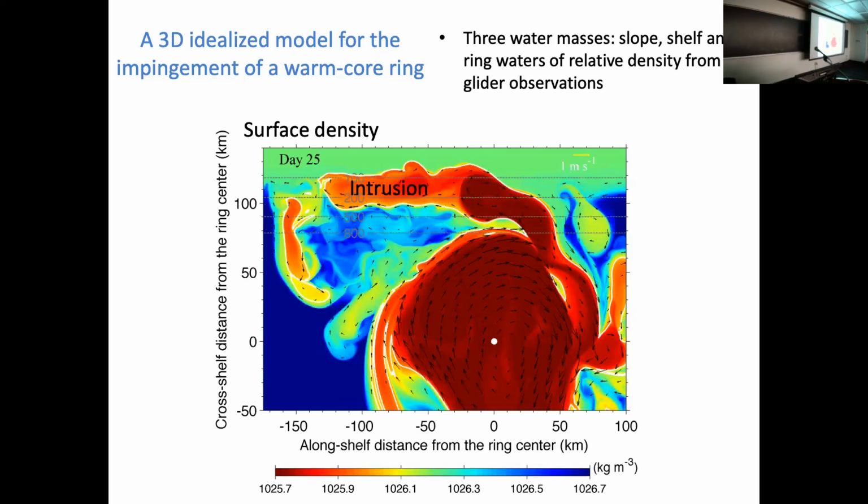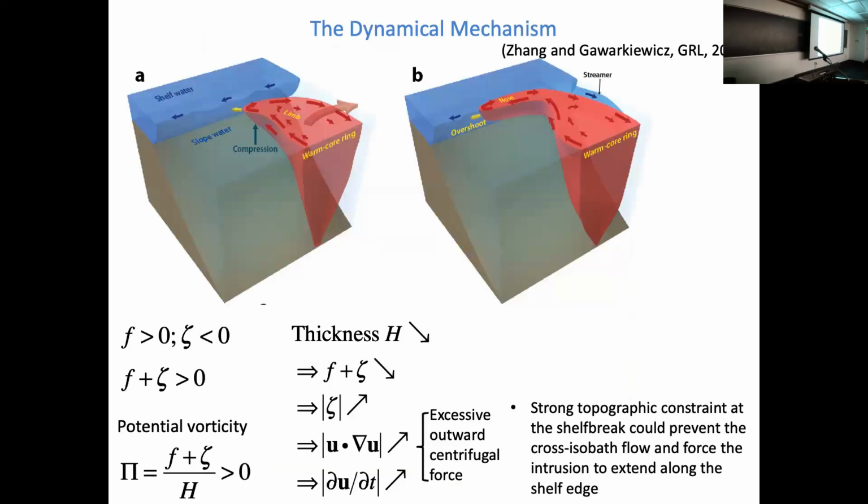We can look into the dynamics. And for the sake of time, I'm not getting into that, but just to give you the explanation. So this is the schematic showing the process. We have the warm core offshore, shelf water on the shelf, and then the limb touching the edge of the continental shelf, right?